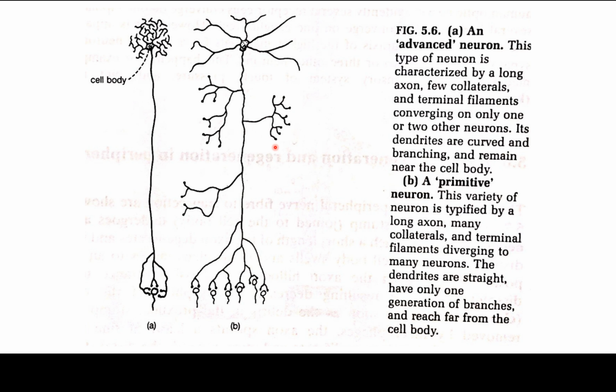In contrast, a phylogenetically advanced neuron has a long axon with only a few collaterals and axon terminals. Moreover, axon terminals show convergence, in other words, they tend to converge on only one or two neurons. The dendrites of this type of neuron branch repeatedly and are relatively long, but they are also curved rather than straight and therefore remain fairly close to their cell bodies. Consequently, they tend to receive synapses from regions nearby rather than far away.